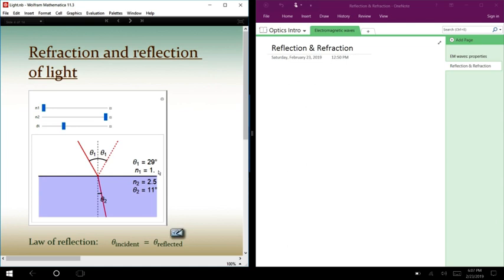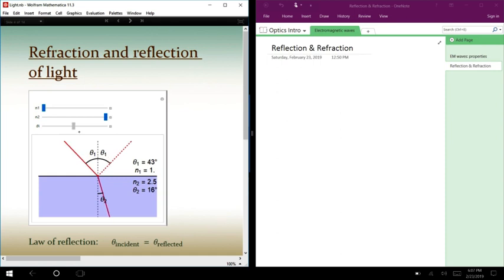And in this particular case, I have chosen the two media such that the medium from which light is incident is a rarer medium, rarer because the refractive index is 1, which is less than the refractive index of the second medium, which is 2.5. So because the second medium is denser, the ray of light is now moving closer to the normal, right? So theta 2 is going to be less than theta 1.